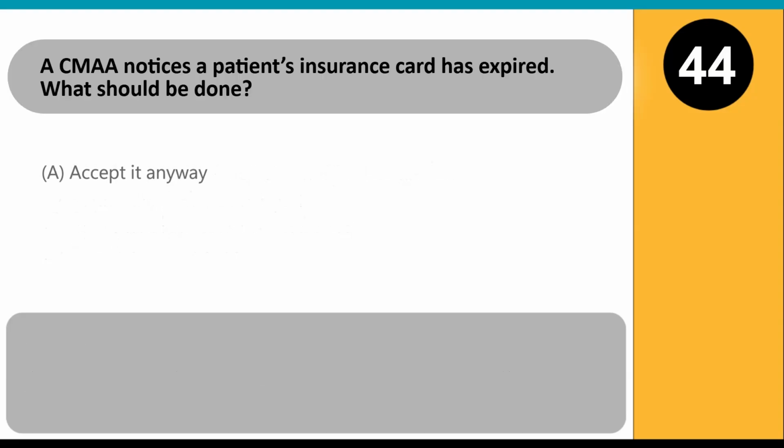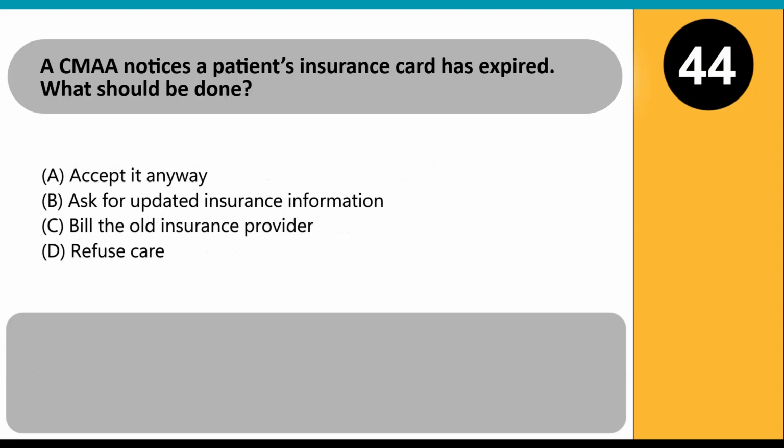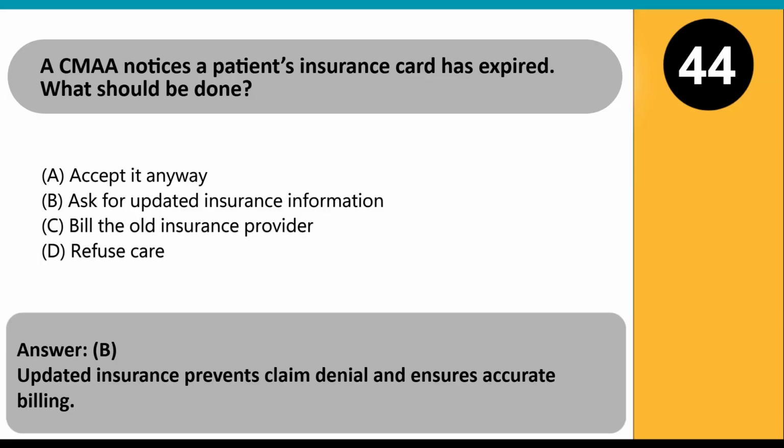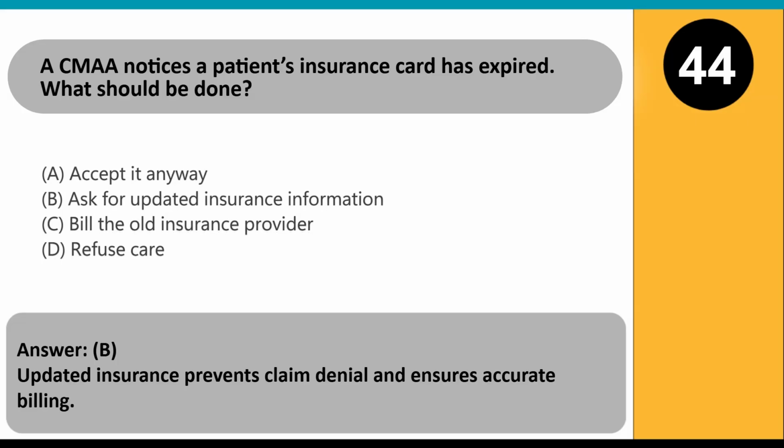A CMAA notices a patient's insurance card has expired. What should be done? A. Accept it anyway. B. Ask for updated insurance information. C. Bill the old insurance provider. D. Refuse care. Answer B. Updated insurance prevents claim denial and ensures accurate billing.